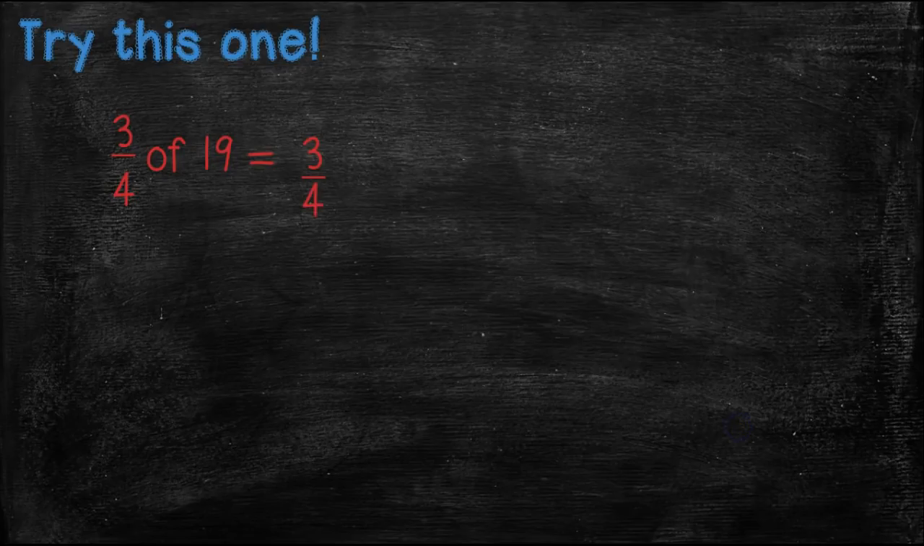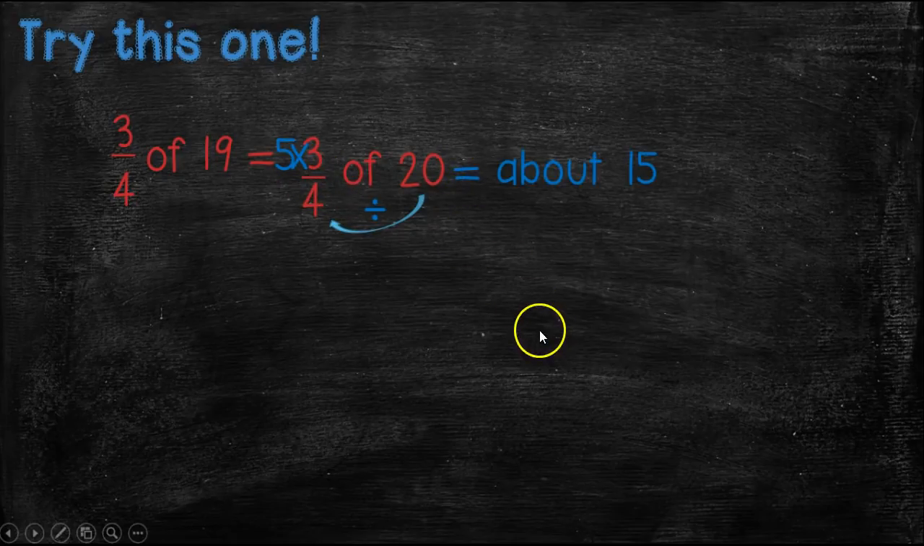Okay, so we've got 3/4, we know that, of, and what did you change it to? Well, let's think about all of our multiples of 4 and see if we can get something close to 19. Well, we've got 4, 8, 12, 16, 20. So we're going to use 20. And then to figure it out, you do 20 divided by 4, which gives you 5, and then 5 times 3 is about 15. If you didn't get that answer, go ahead and pause the video, go back, rewatch it, see where you made your mistake.